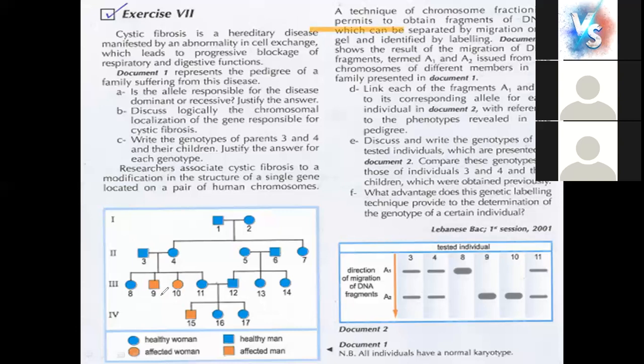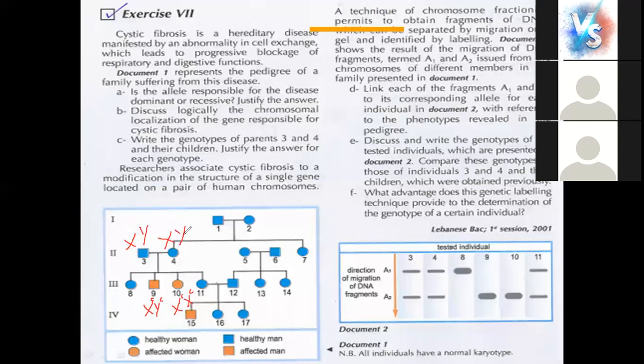So first of all, if it's on the X and the Y, what should be the genotype of 9 and 10? This is a male, so it's XY, and this is a female, XX. It's recessive, so only expressed in homozygosity. So it will be XC YC and XC XC, right? Let's put X first before we move to the XC.